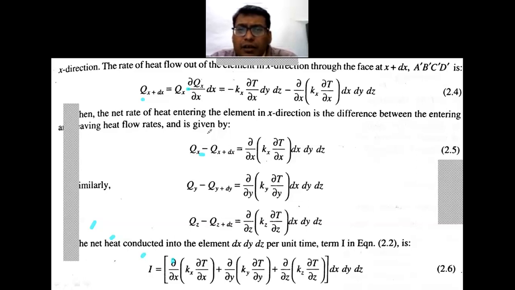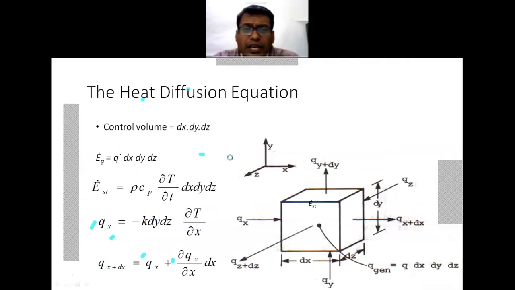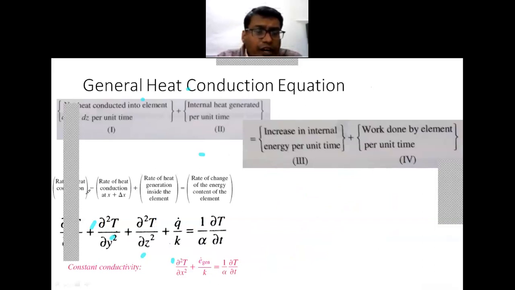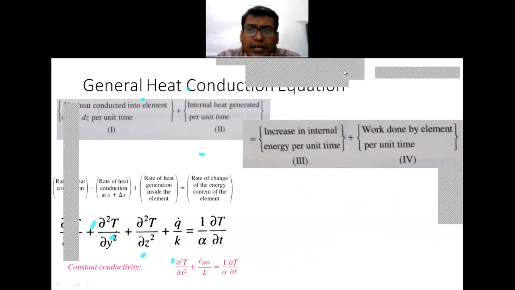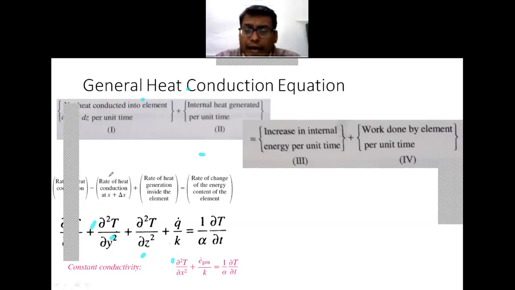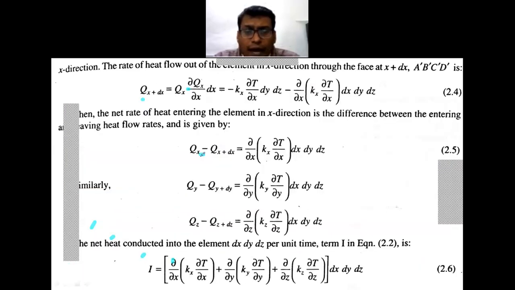So after subtracting Qx minus Qx, why do we have to subtract? Because of our basic equation: the rate of heat conducted in the x direction minus the rate of heat conducted out at x plus delta x. That is Qx minus Q of x plus delta x. So this term will cancel, and only this term will remain: delta by delta x of Qx into dx. So this is what we have taken into account in the x direction.